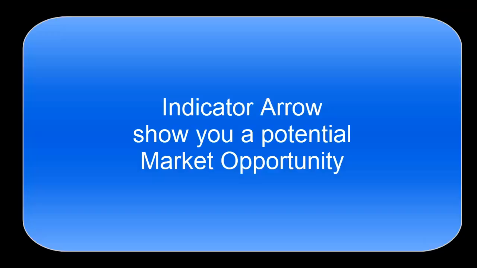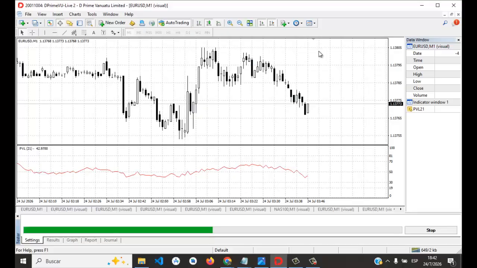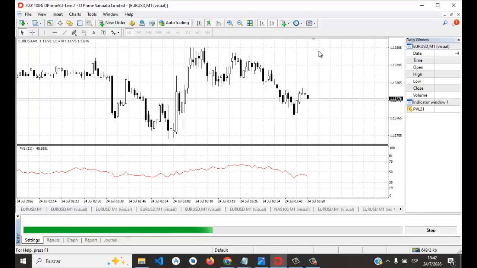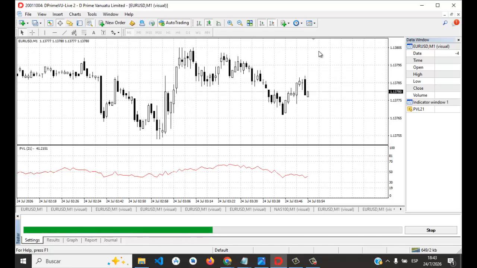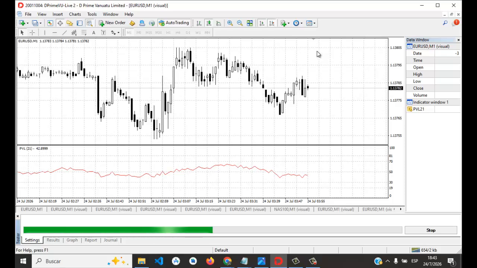An indicator arrow shows you a potential market opportunity. Let's wait for a market opportunity to arise.